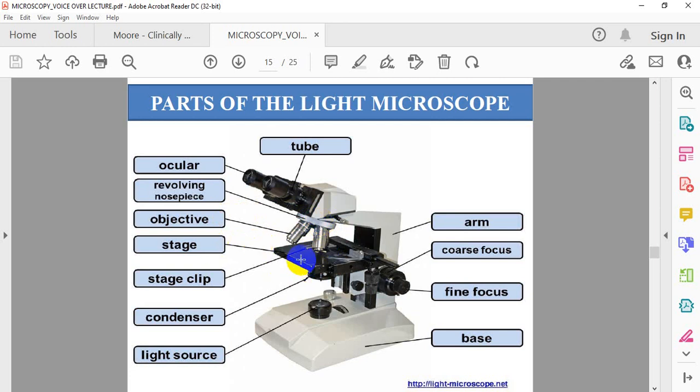We have the mechanical stage. This black thing is the stage. That's where you put the specimen. On this stage, there is a stage clip. The stage clip is here, which will clip your specimen, your slide, onto the stage.